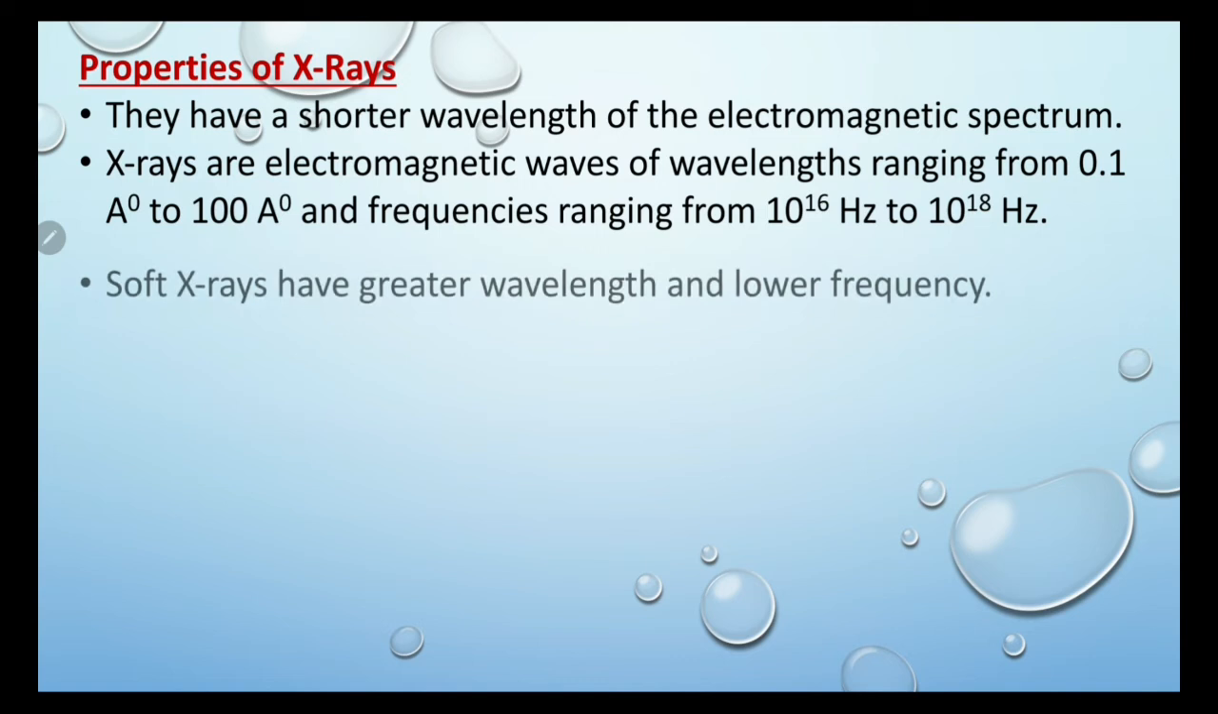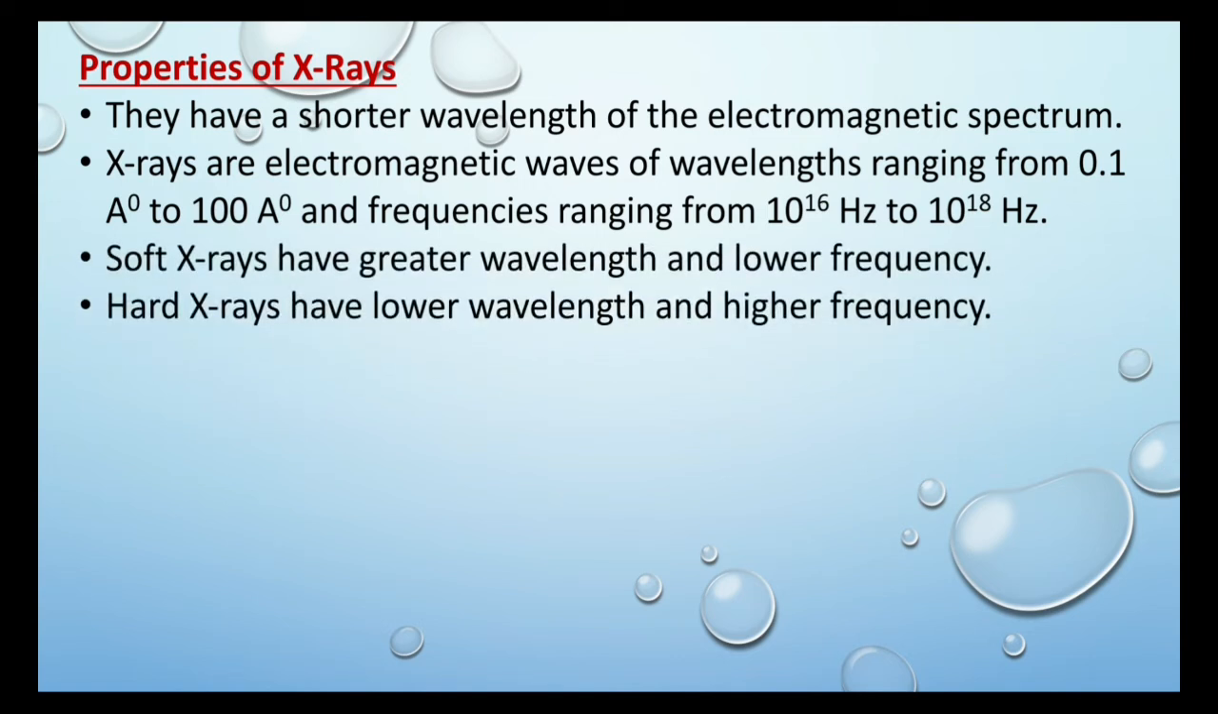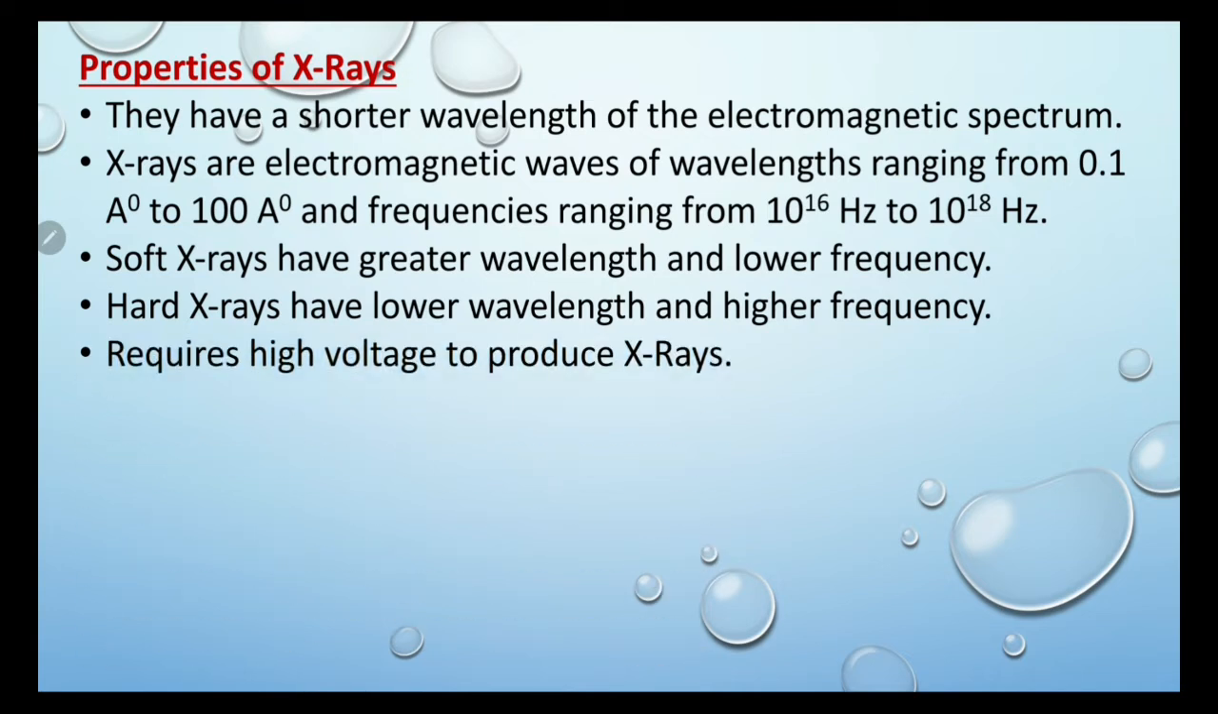Now another important property: there are two types of X-rays we can see. One is soft X-ray and another one is hard X-ray. So soft X-rays have greater wavelength and lower frequency. Please remember, soft X-rays have lower frequencies and hard X-rays have higher frequencies. And also, it requires high voltage to produce.